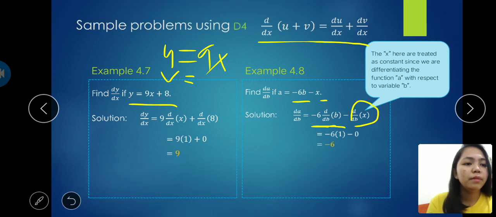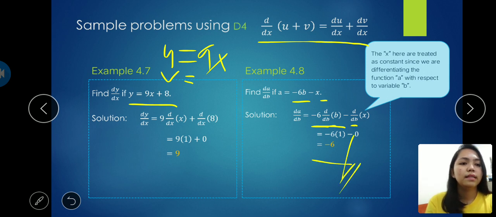How about the derivative of x here? Why did it become 0? Because we are differentiating in terms of b, so the other variable in our function is to be considered as constant, like x. So, considered as constant, therefore we have 0. It is equivalent to 0. Let's say we even put plus c here, it is still 0, unless it is b as well. So, we have the final answer, negative 6.